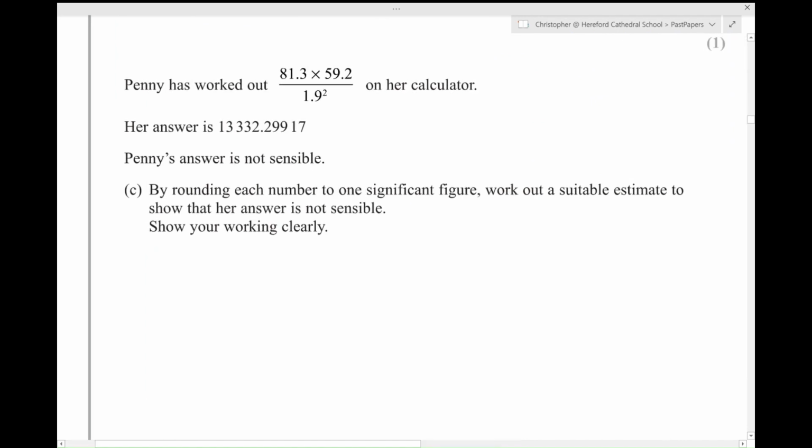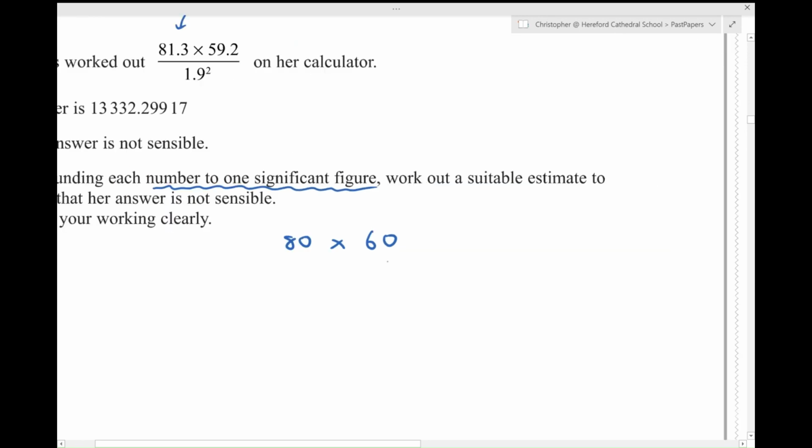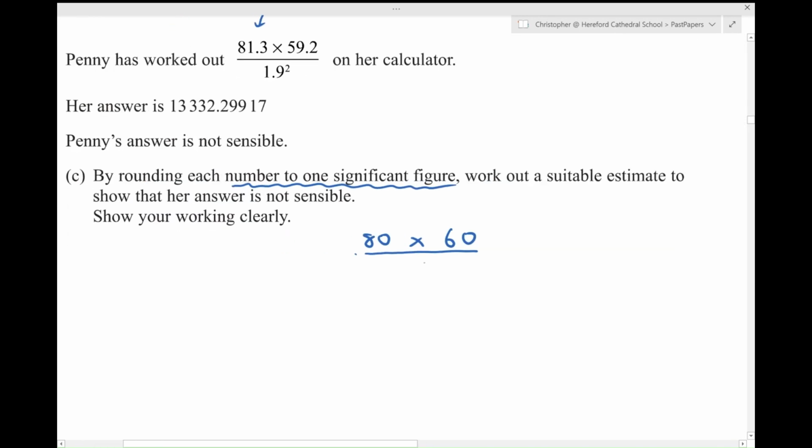Penny's answer is not sensible. Okay. By rounding each number to one significant figure, work out a suitable estimate to show her answer is not sensible. Well, it tells us to round each number to one significant figure. So instead of 81.3, I'm going to use 80. Instead of 59.2, I'm going to use 60. And instead of dividing by 1.9 squared, I'm going to divide by 2 squared.